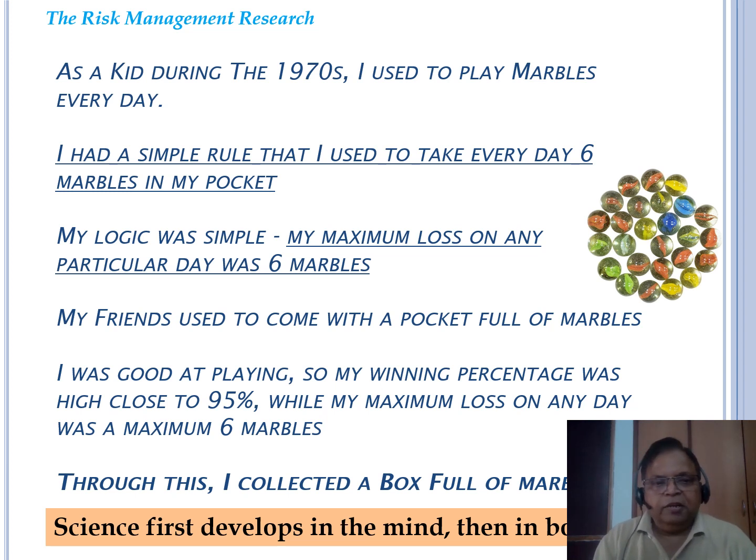Quite fortunately, I was good at playing marbles, and my winning percentage was very high, close to 90-95%. So while I was winning most of the time, my maximum loss was at most the six marbles. Through this I collected a box full of marbles. What I realized is that this was a concept developed as a child within my mind: let's minimize my loss. As a science, the concept is first developed within the mind, and then it goes into the books. That's one thing I'm realizing now.